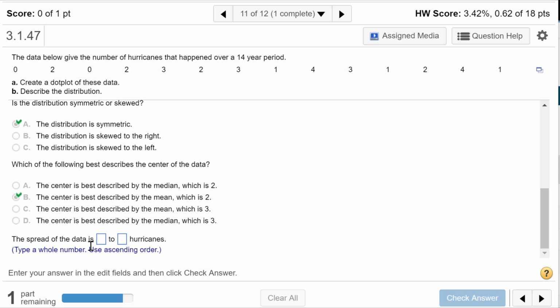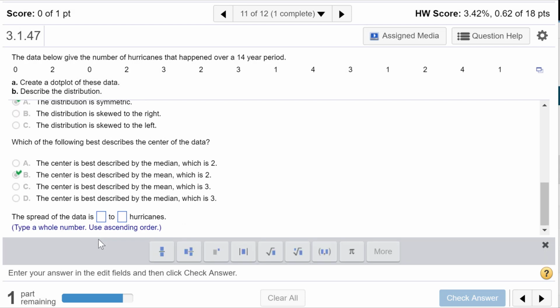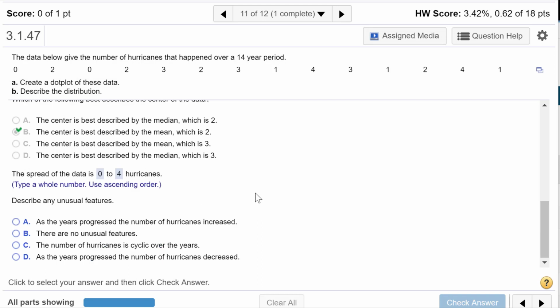The spread of the data, so we're just going from low to high, is from 0. And what's our maximum? Looks like 4. 0 to 4 hurricanes. Are there any unusual features? Is it bimodal? Are there any outliers? Things like that. So no unusual features in this particular one. If there's skewness, you may want to mention that. So no unusual features.